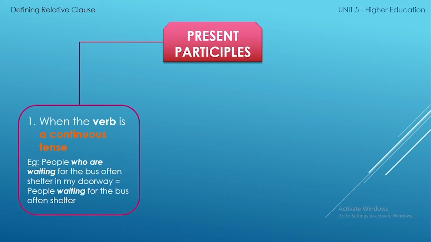Now we'll discuss in detail present participles. We can use a present participle when the verb is in a continuous tense. For example, "People who are waiting for the bus often shelter in my doorway" equals "People waiting for the bus often shelter in my doorway."